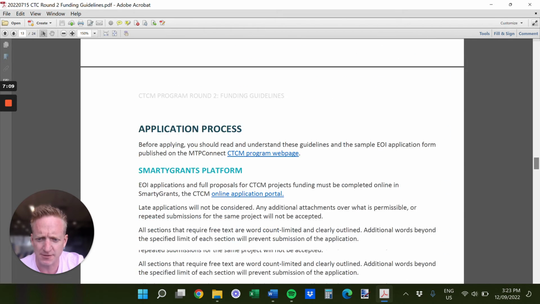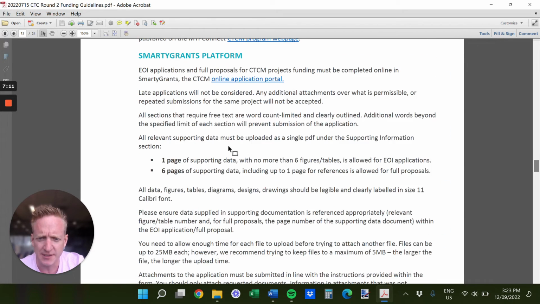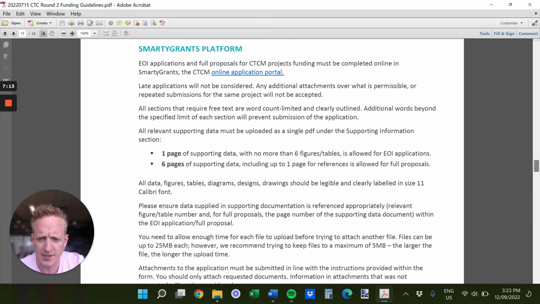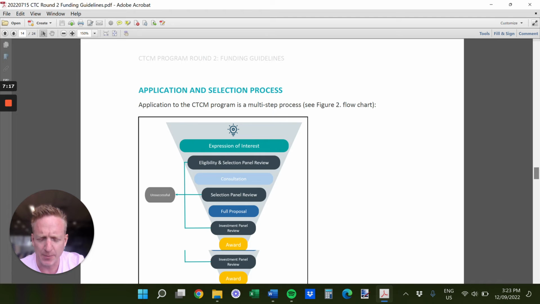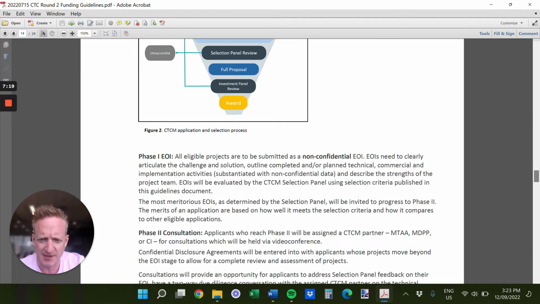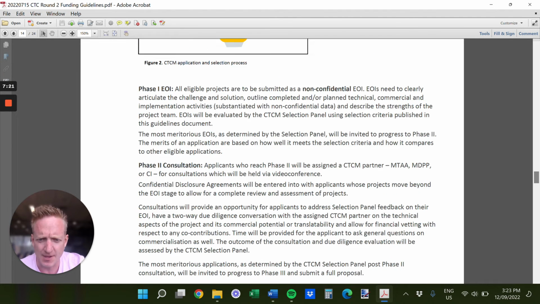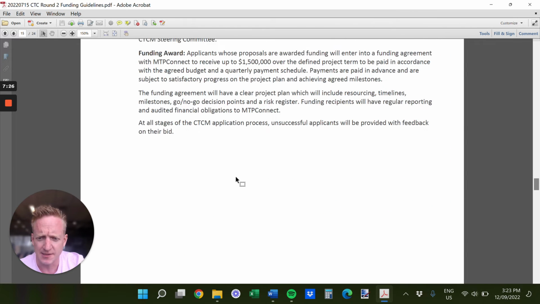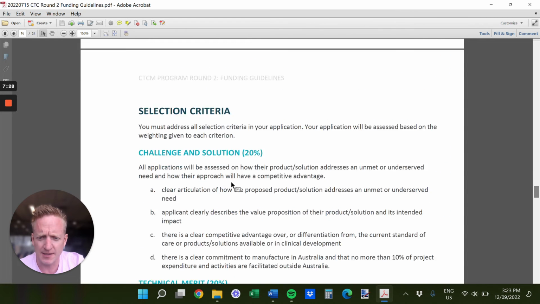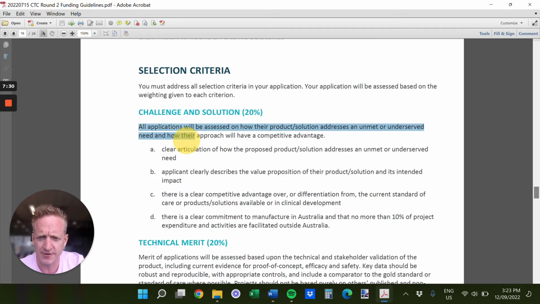So let's scroll on to the application process. Obviously it's online, but what I do is I take it offline and do it in Word. That way people can collaborate. You can do spell checks and grammar and do word counts, because this application is all word counts. Okay, so this is the selection criteria that I mentioned earlier. What I'll do is have a look at the application form for the EOI.